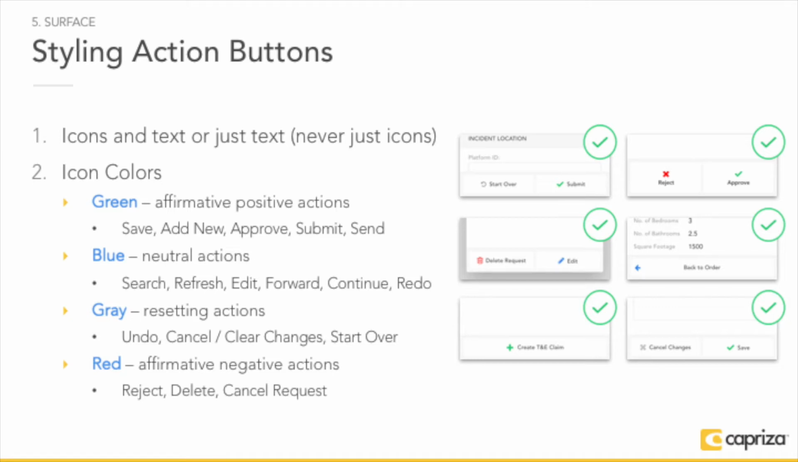We recommend the following use of colors for action button iconography. Green for affirmative actions such as save, add new, approve, submit, or send. Blue for neutral actions such as search, refresh, edit, forward, continue, or redo. Gray for resetting actions such as undo, cancel or clear changes, or start over. And finally, red for affirmative negative actions such as reject, delete, or cancel request.